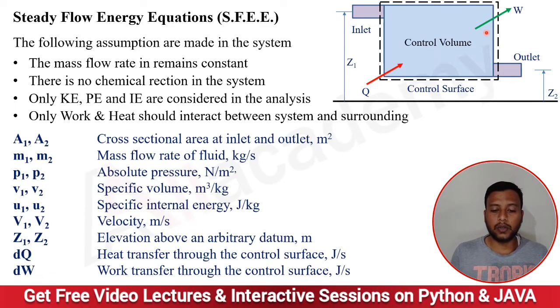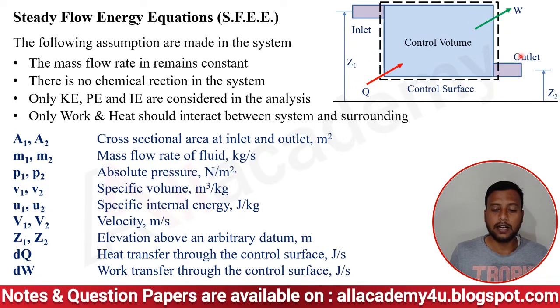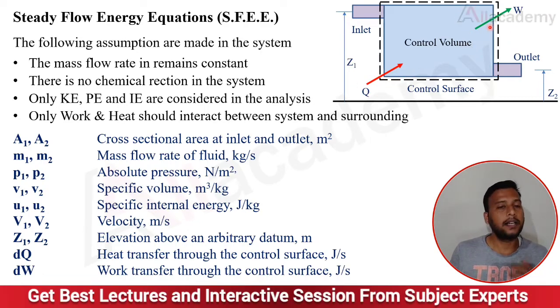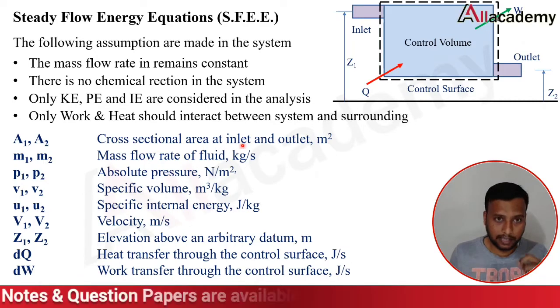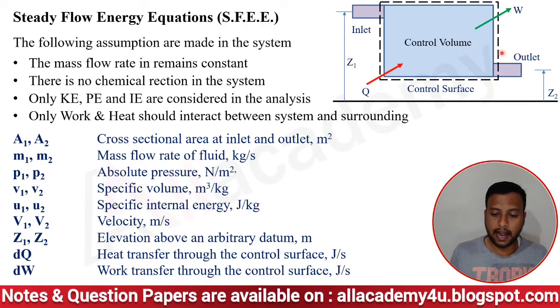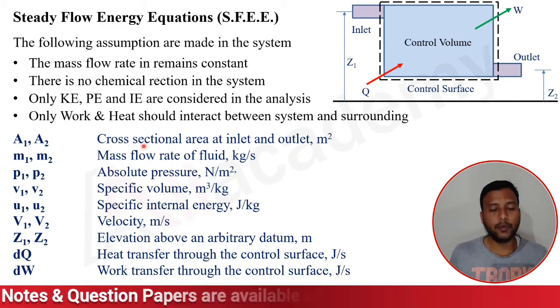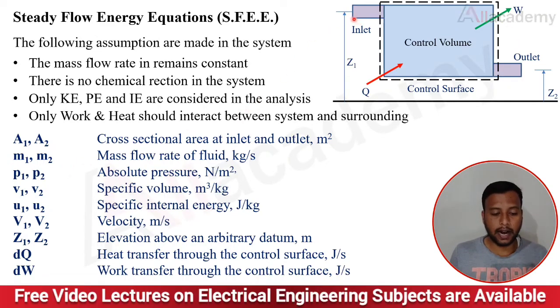So this is a control volume, and the inlet is at the datum head Z1 and the outlet is at the head Z2. Q is the amount of heat entering the system and W is the amount of work done by the system. Now A1 and A2 are the cross-sectional areas at the inlet as well as the outlet. M1 and M2 are the mass flow rates of the fluid at inlet and outlet.